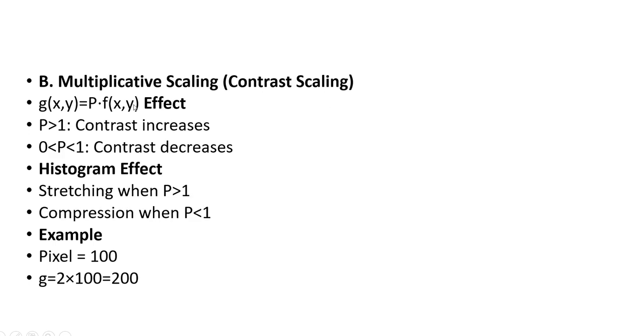The next one is multiplicative offset. If I multiply the pixel value by a p value of more than 1, then it will increase the contrast. If the value lies between 0 and 1, then it will decrease the contrast. For example, if my p value is 2, then 2 into 100 is 200. Like this, all the pixels will be multiplied by 2.